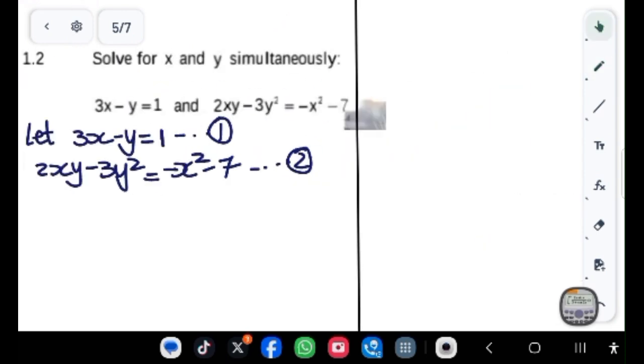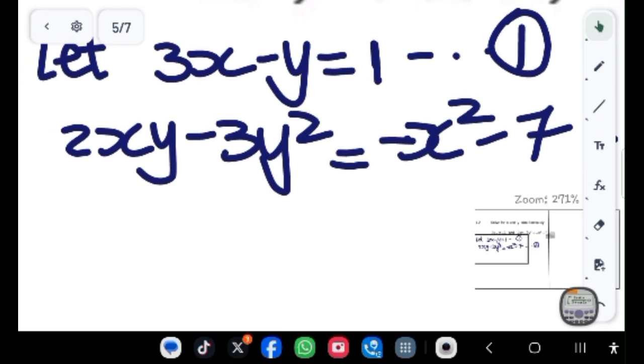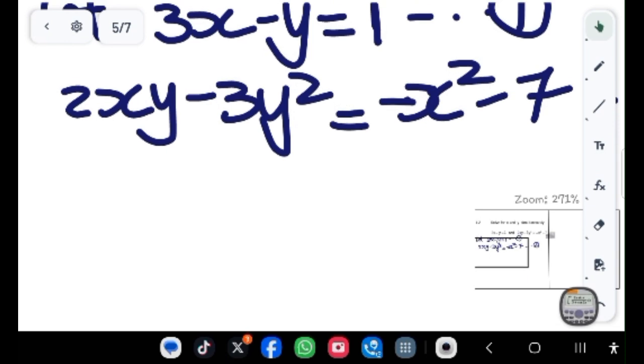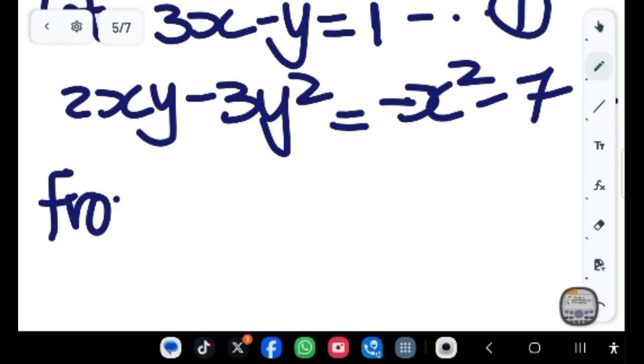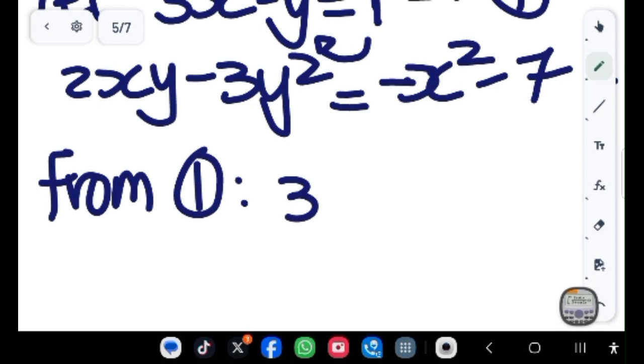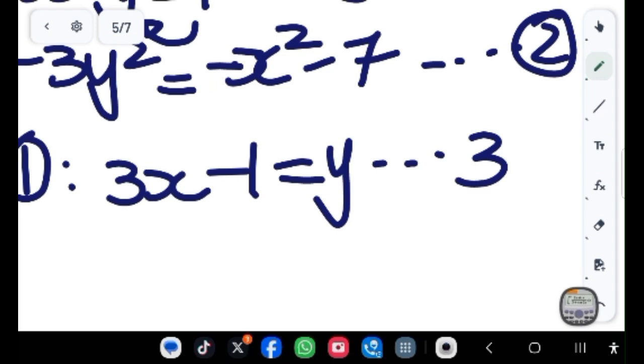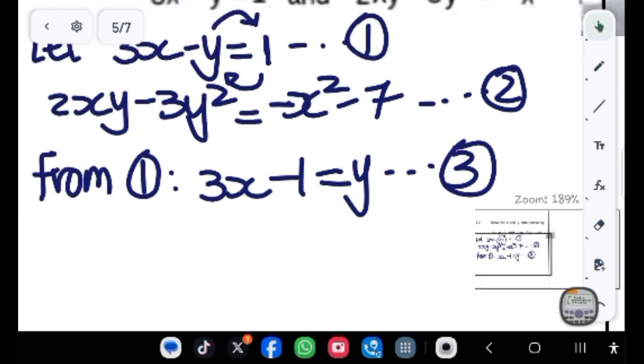Now take the simplest one and express one variable in terms of the other. From 1, let's express y in terms of x, because that's easier. From equation 1, what you do is you take y to the right hand side and take the 1 to the left hand side. So that will give you 3x minus 1 equals y. So this is y in terms of x. Let that be equation 3. So y equals 3x minus 1.